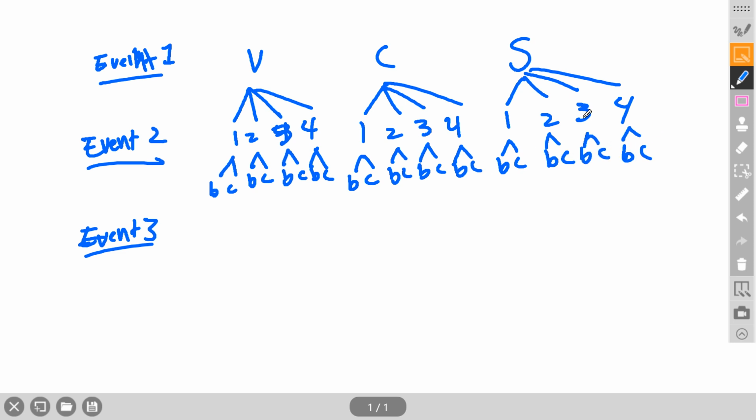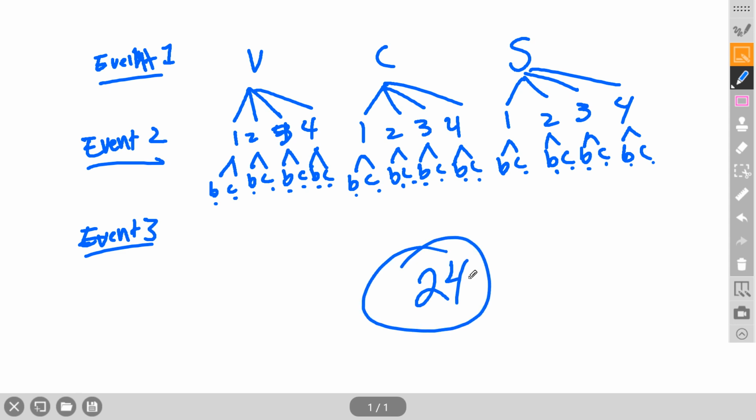And if you count how many different possibilities there are with each one combined, 1, 2, 3, 4, 5, 6, 7, 8, 9, 10, 11, 12, 13, 14, 15, 16, 17, 18, 19, 20, 21, 22, 23, 24. 24 different options. Okay, and that's what we got when we did it using the fundamental counting principle.